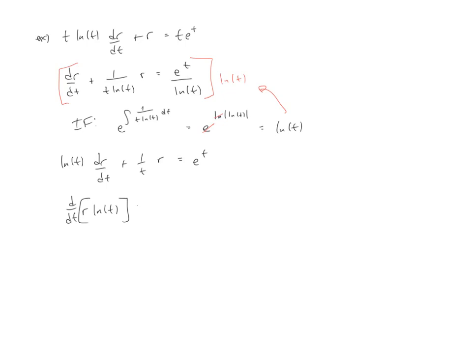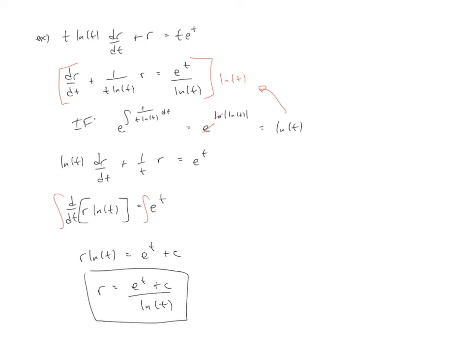On the right hand side we have e to the t. We're now ready to integrate. On the left we have this r natural log t. On the right, e to the t plus c. And then to solve for r, we will have e to the t plus c all over the natural log of t. So there's our general solution to the linear differential equation.